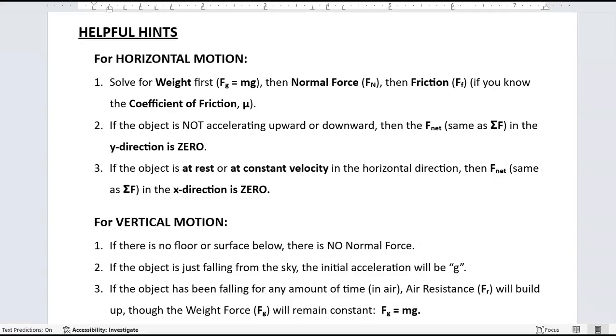And once you have the normal force, if you know the coefficient of friction, mu, you can just multiply it by the normal force and get the friction force. And that's an easy way to get three of your forces right away.